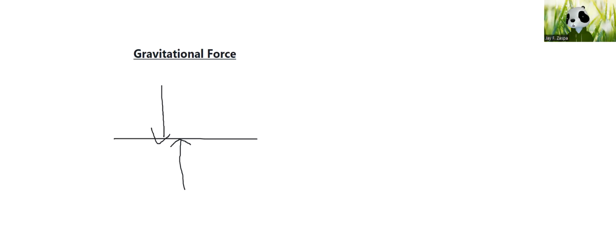The force applied by gravity is going downward, and the force that is going upward is equal. Like for example, if you have 14 Newton here, then that means you also have 14 Newton in your force.